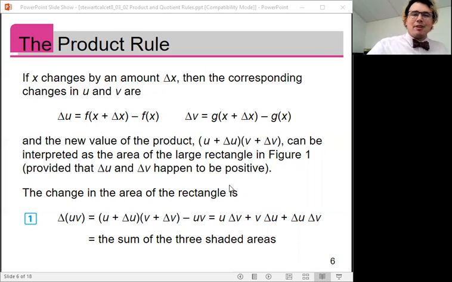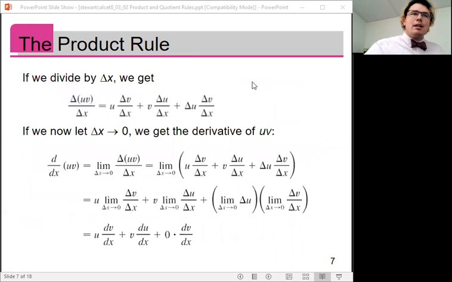So what have I got left? I've got u times delta v plus v times delta u plus delta u times delta v, exactly like the picture showed. So my algebra is reinforcing what the picture told me to do. Now, I still need to divide by my delta x. So I've gone ahead and I've done that.